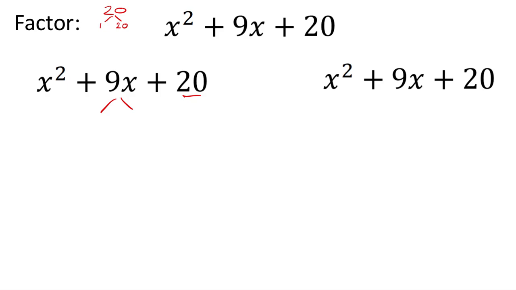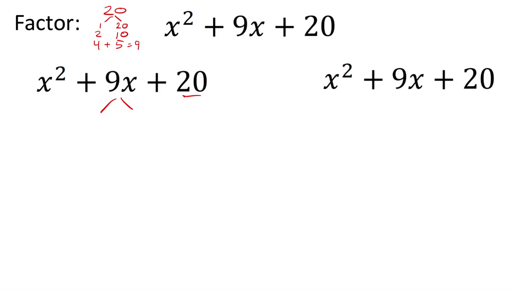If I add those, I get 21. 2 and 10, if I add those, I get 12. Then it's not divisible by 3, but 4 will work. 4 and 5, and yes, if I add these, I get a 9. Why do I want these 2 factors? Because it's going to make the factoring by grouping work. The 4 plus 5 being 9, that's what I'm going to split the 9x up into.